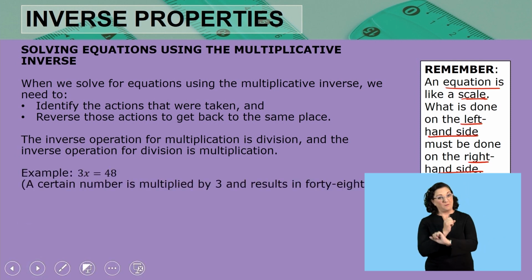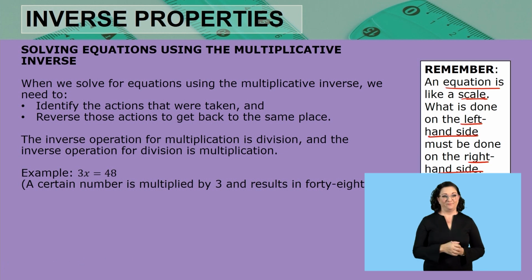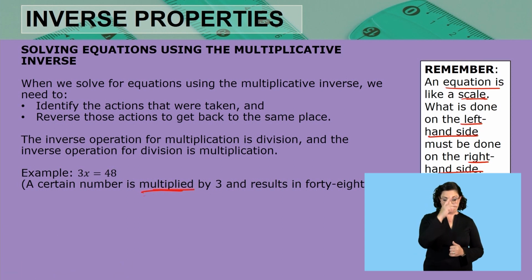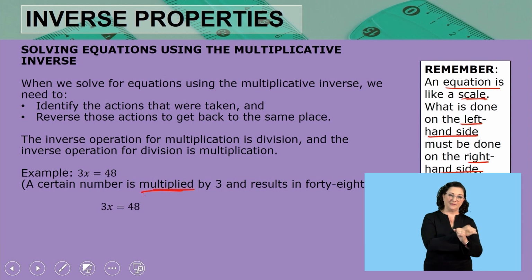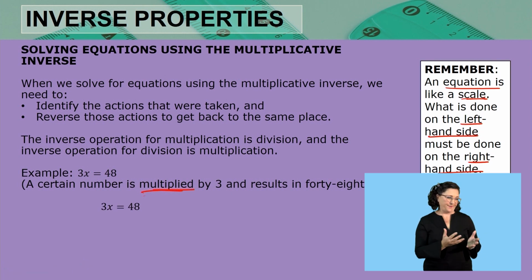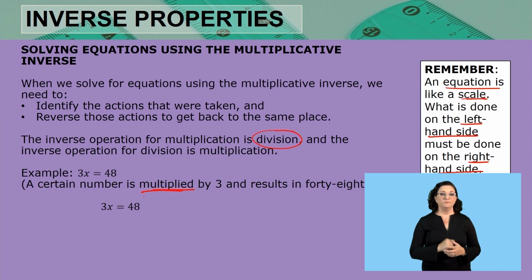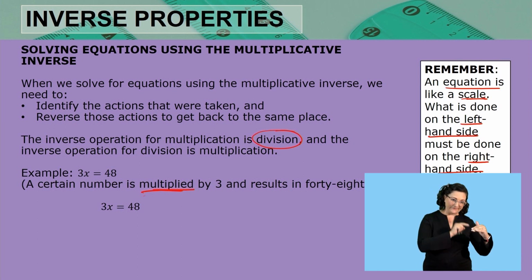So let's look at the following example. We have here 3x = 48. And that simply means that a certain number is multiplied by 3 and the result is 48. So it means that this number was multiplied by 3. So how do we now reverse that action? We need to apply the multiplicative inverse, and that is division. So that means that we are going to divide by this 3. That's how we are going to reverse it.